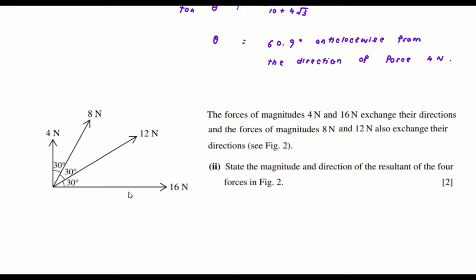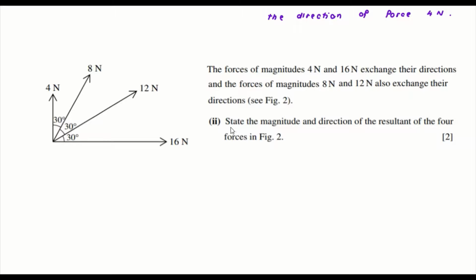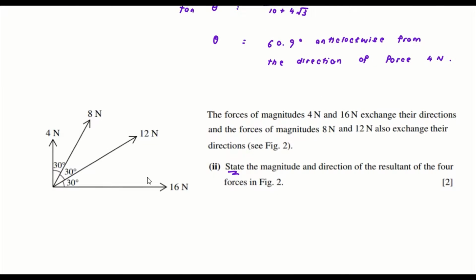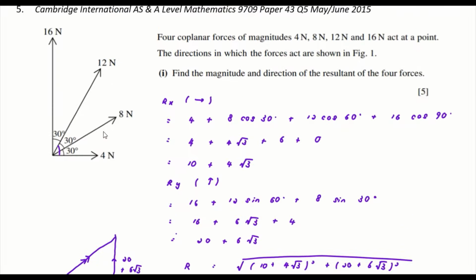Okay, so the question wants us to state the magnitude and the direction of the resultant for the four forces. The question used the word state, so they don't actually expect you to recalculate everything. There should be a shortcut based on your understanding, so you should be able to answer this question. I'll try to explain it like this so you can see the whole diagram. What happened is that here and here change, and here change, because all these angles are actually the same, right?